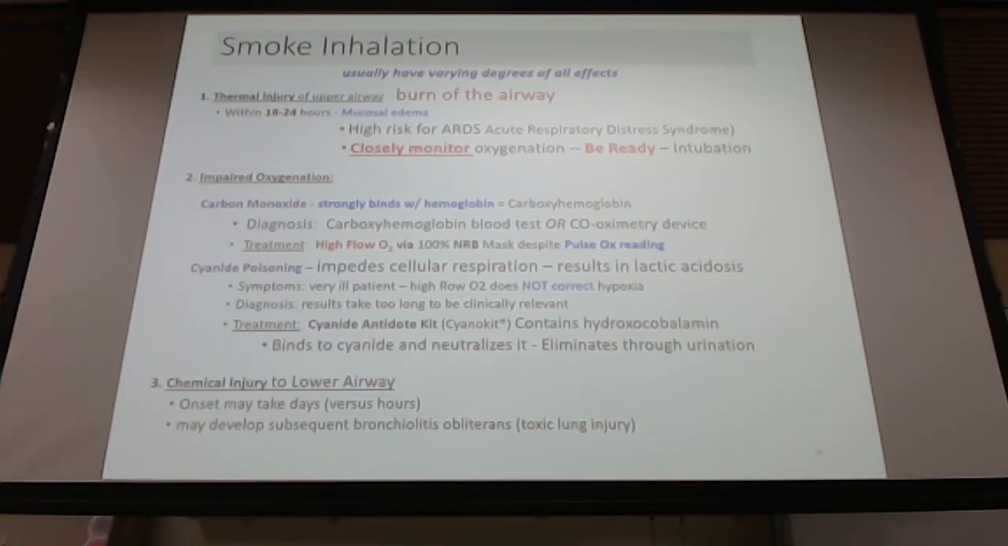Regardless of what your pulse ox is, you do all your intake, and you ask them if they have headaches and all the symptoms. Then high flow O2, non-rebreather mask. Then the cyanide, this works at the cellular level.